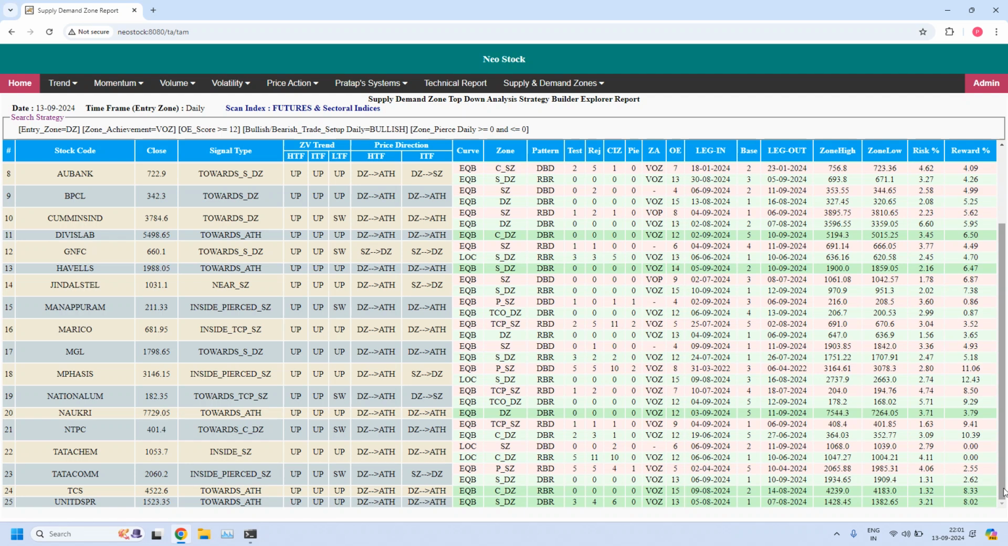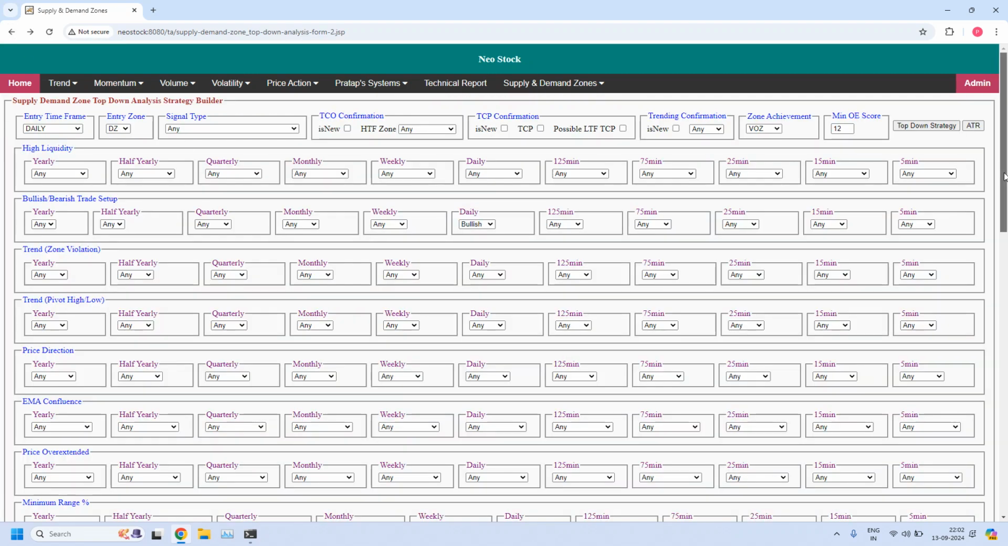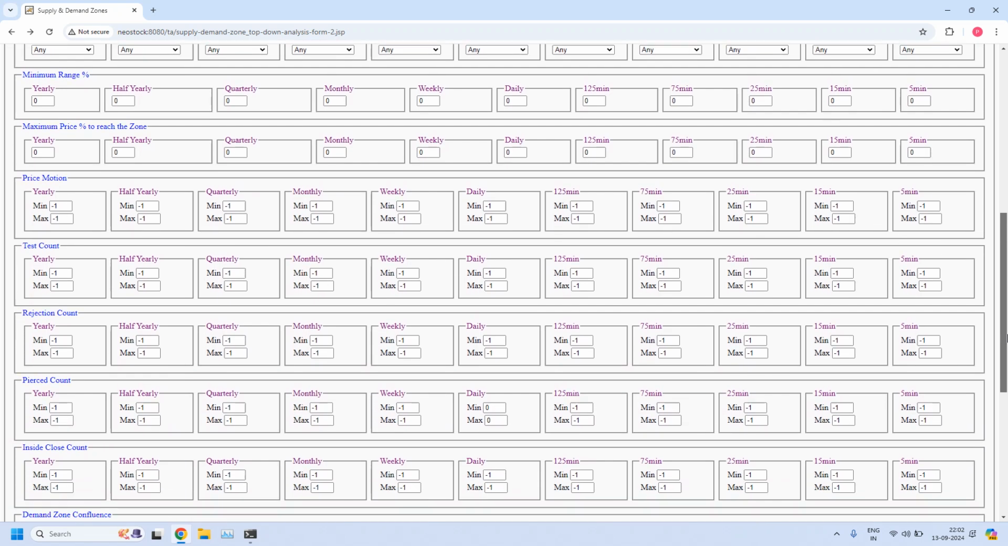Okay. Now we will see how many of these 25 zones, because these are all supporting bullish trade setup for monthly income trade, have ITF confluence. LTF is daily, ITF is weekly. So daily and weekly demand zone confluence.